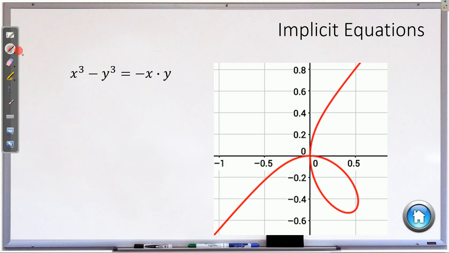But even though it's not a function, we still want to take a look at it, because if I pick a point, say right there, that point would still have a slope. And that means it still has a derivative. So how can we find the slope at that point or any other point? How can we take the derivative? And so that's what we're going to be doing here, using implicit differentiation.